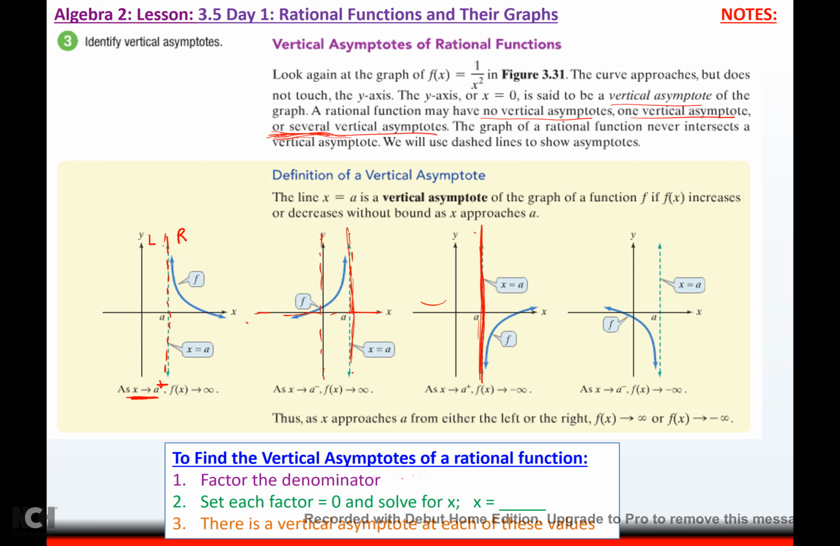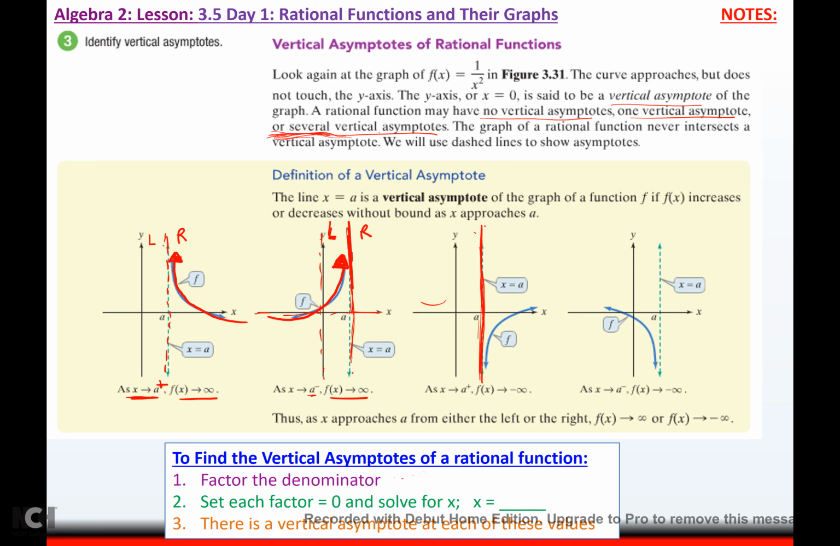So if I trace my function from the right and I get closer on the right-hand side of that asymptote, the arrow is pointing up. So we say that the function is going to infinity. Okay? And again, on the left side, if we say as x approaches A from the left, so now I'm tracing it this way, and I look at the arrow on the left side of that line, it's pointing up, so we say the function is going to infinity.